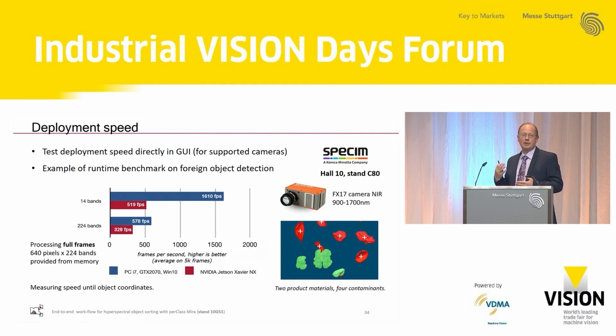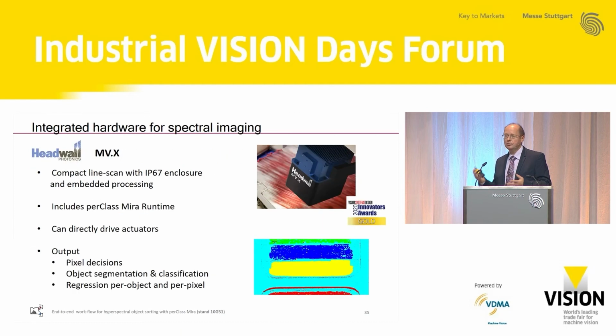System integrators, of course, immediately ask us, is it fast enough? This is a really important question for them, so we actually, for supported cameras, enable direct testing of the speed of the whole solution from the user interface. You can see it on our booth, and here are some examples from a non-trivial sorting application with a SpecIm FX17 camera, with PC hardware and embedded system, NVIDIA Jetson. So you can get full frame rate using all the data from the spectral camera for a non-trivial sorting task. You don't need to do integration yourself.